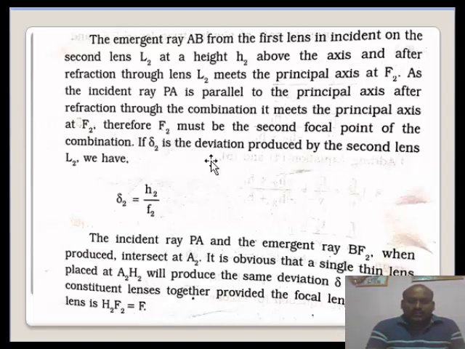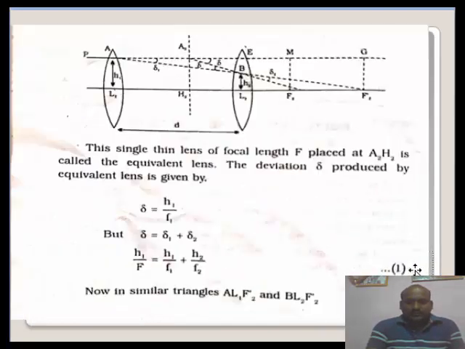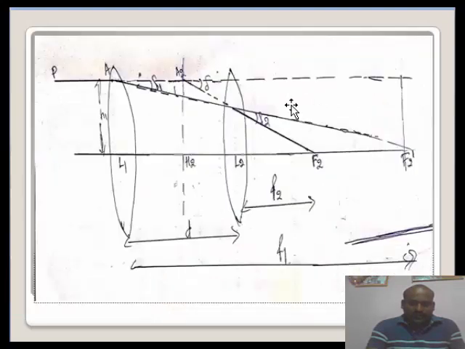So delta 2 is the deviation produced by the second lens. Already I told, when the incident ray falls on the second lens, it again converges, making an angle, and that angle is the deviation delta 2. The height is h2 and the focal length is f2. The incident ray is AB and the refracted ray is BF2, we can look at here.